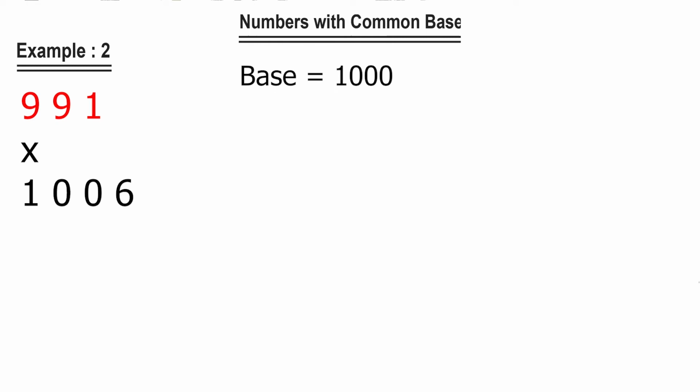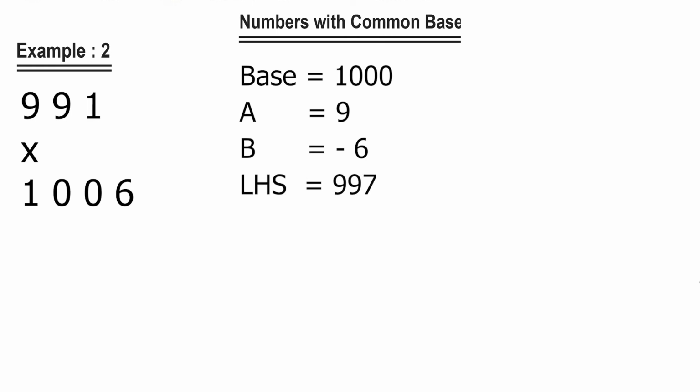The only difference that you will notice here is that the multiplier is a number that is greater than the base. So the value of B would be minus 6, that is a negative 6. So for our example, A is 1000 minus 991, that is 9, and B is 1000 minus 1006, which is minus 6. Now the left hand side of the answer is base minus A plus B, that is 1000 minus 9 plus minus 6, which is 1000 minus 9 minus 6, that is 997.